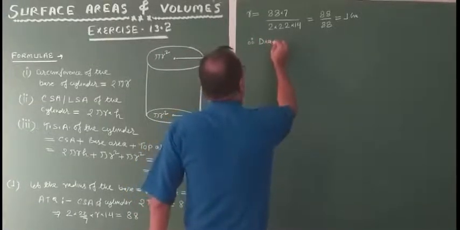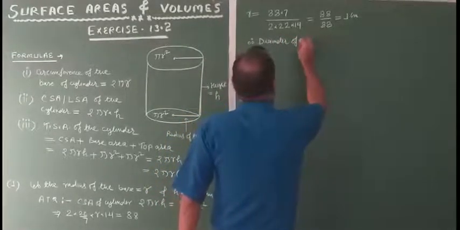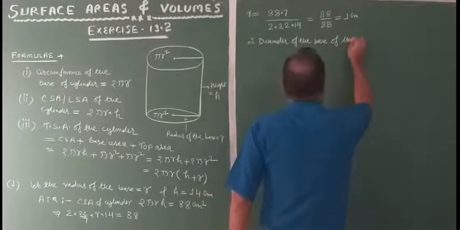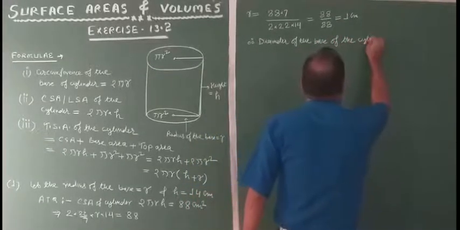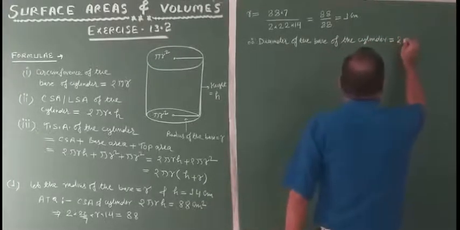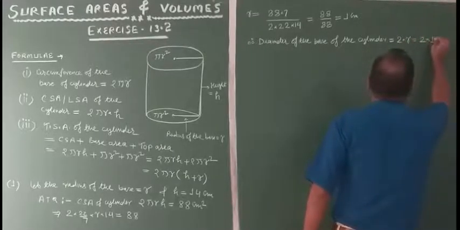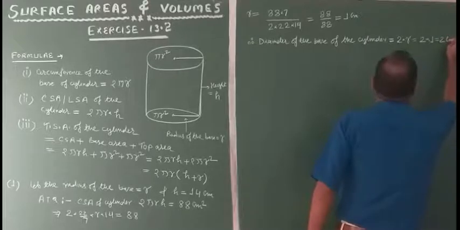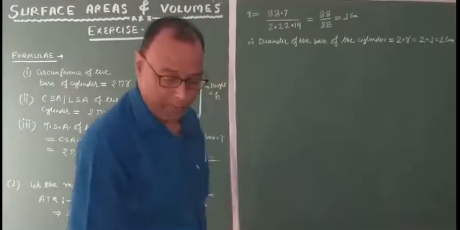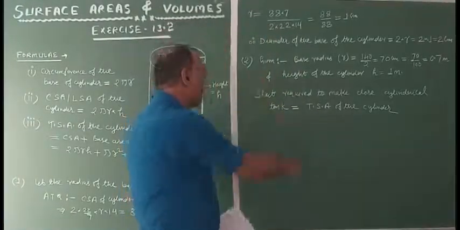Therefore, the diameter of the base of the cylinder will be given by 2 times the radius, that is 2 into 1, which is 2 centimeter. So what is the diameter of the base? That is 2 centimeter. Now this is question number 2.